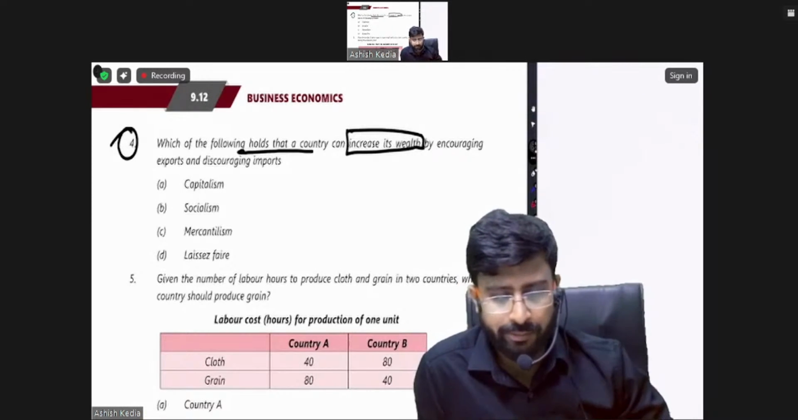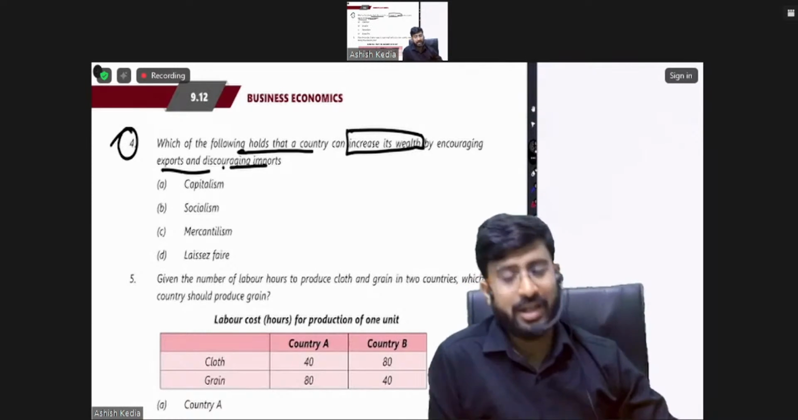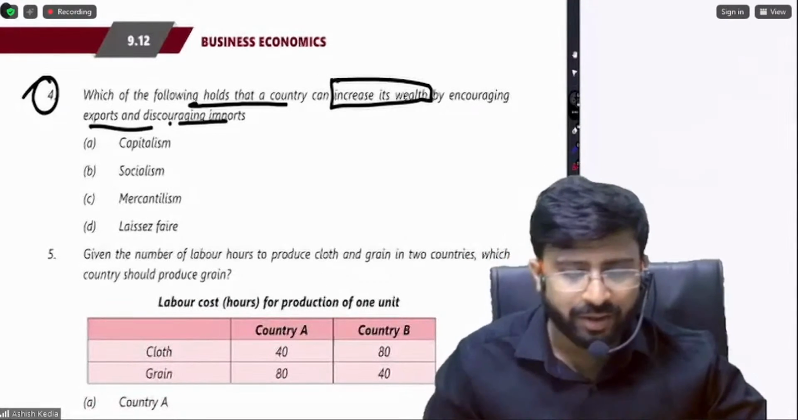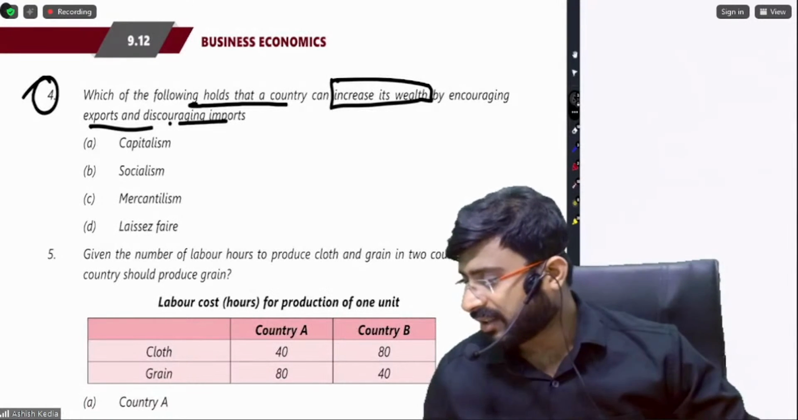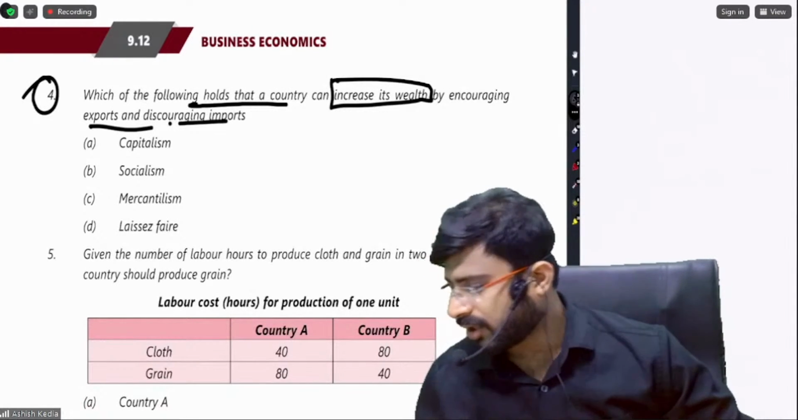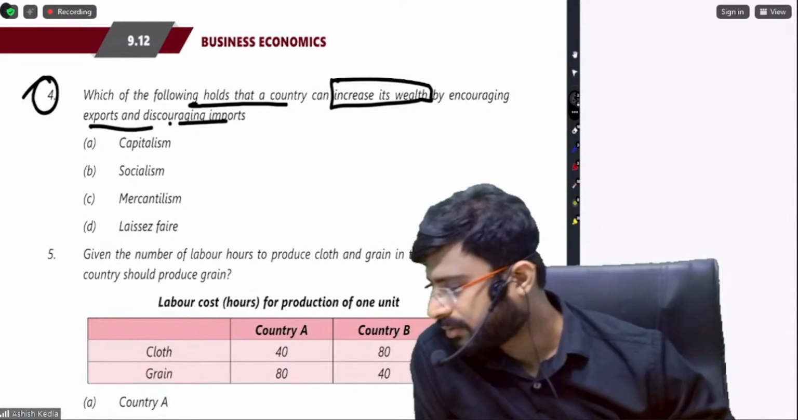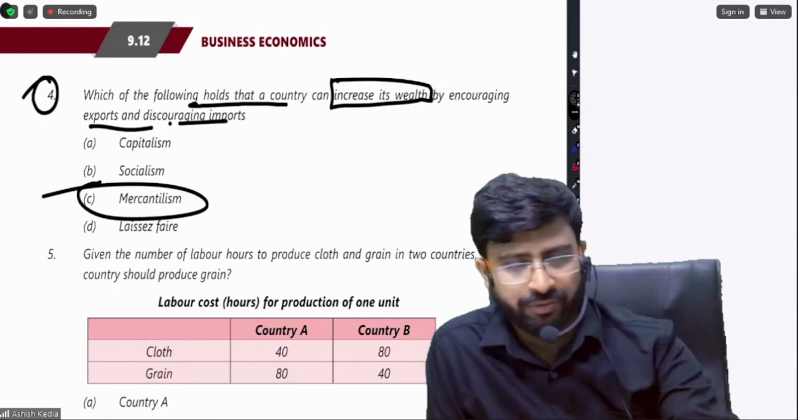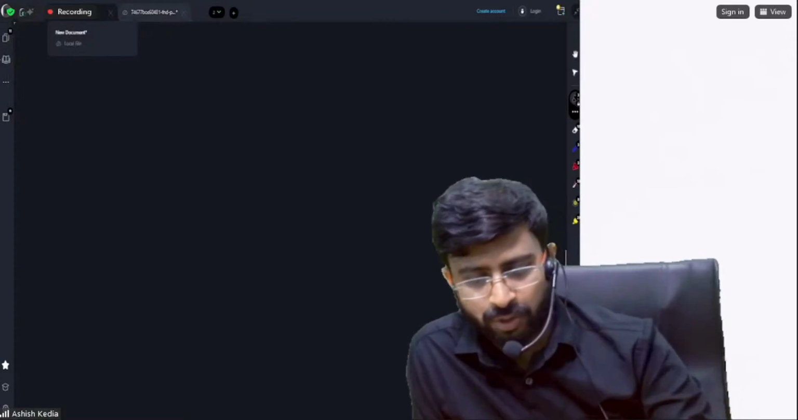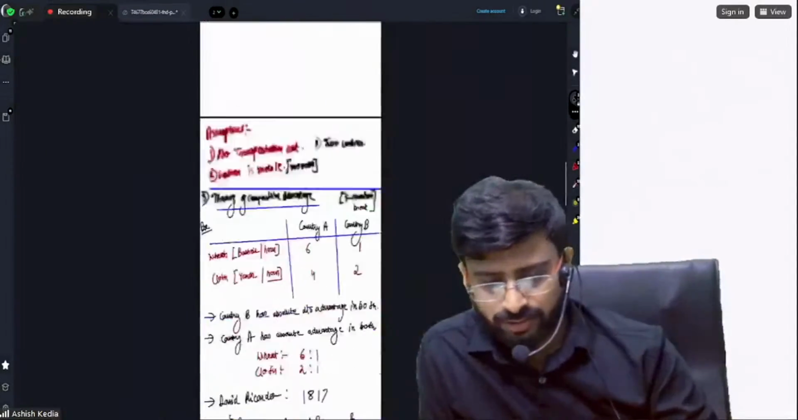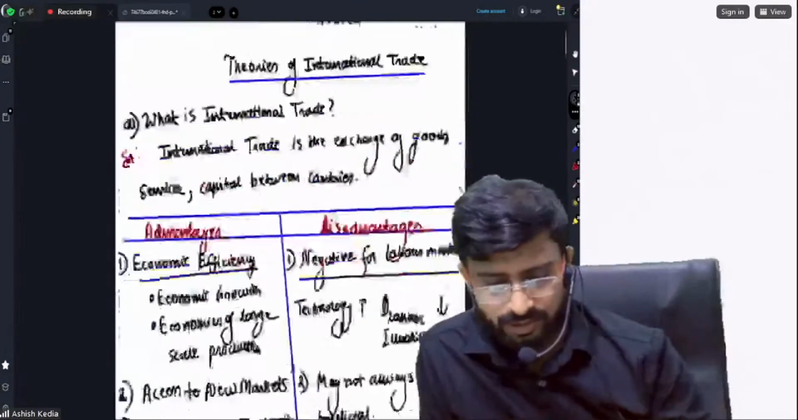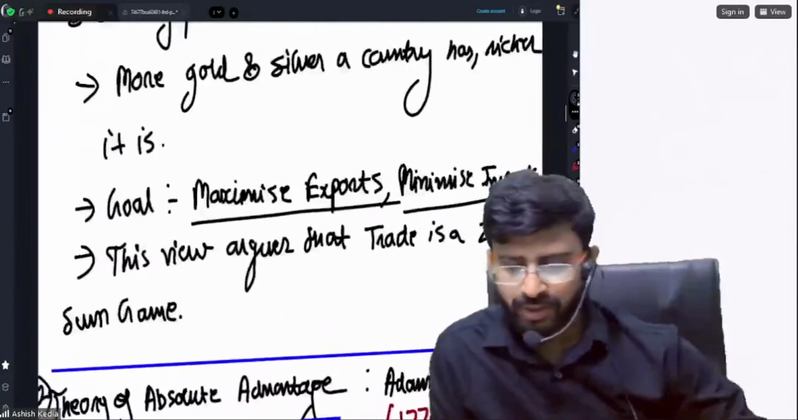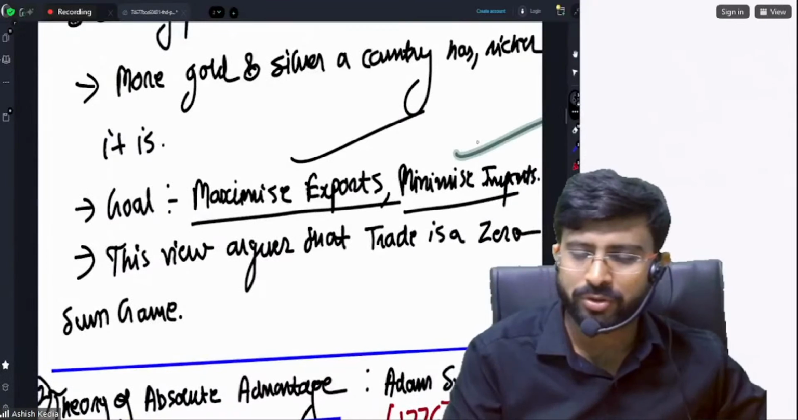Increase its wealth by encouraging exports and decreasing imports. I am sure you will give the correct answer. It's a very easy question, it can't get easier than this. Increase exports, decrease imports is given by what theory? Of course, mercantile theory. Sir, we have forgotten. See, I have made you right. You can't forget, this is what was written. Where did mercantile theory go? Here it is. Maximize exports, minimize imports.